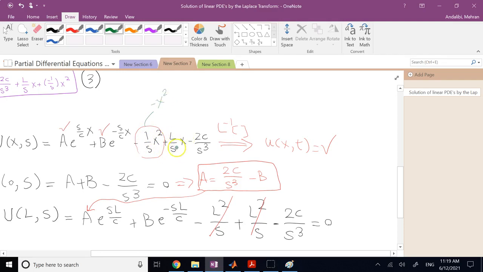What about this? Again, treat L and x as constant, 1 over s. Again, that's 1, so this is going to be Lx. What is this one? 1 over s cubed or 2 over s cubed. You know, that's t squared, correct? T squared is 2 over s cubed, and you have a negative c, so this one is going to be negative c t squared.